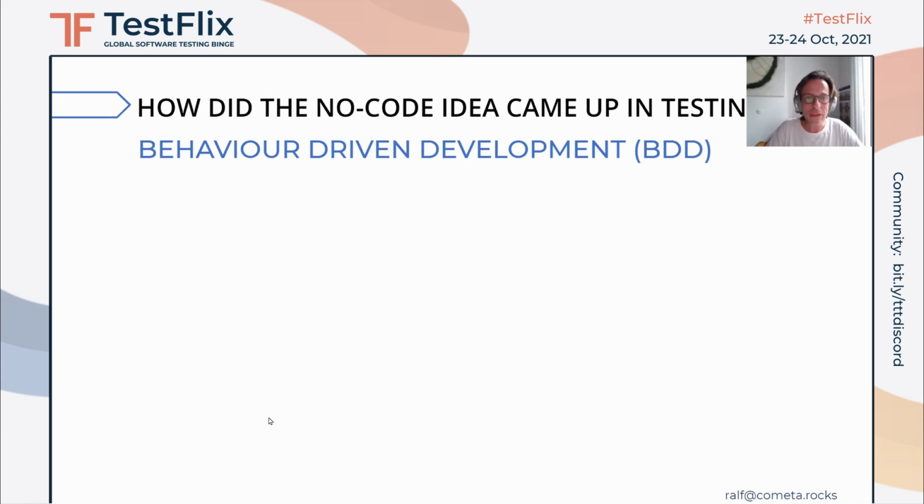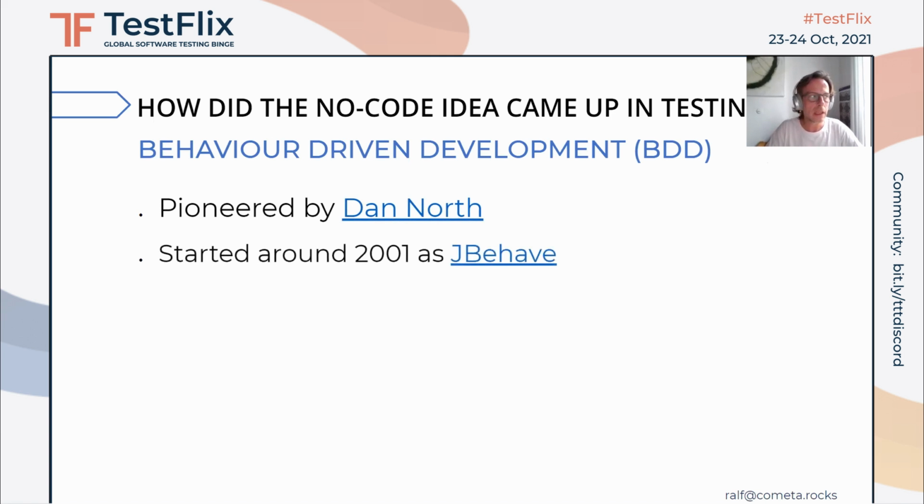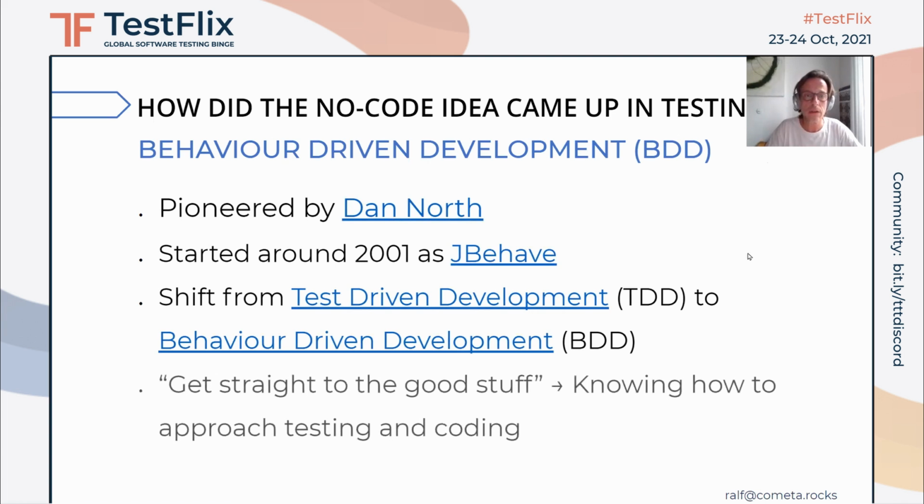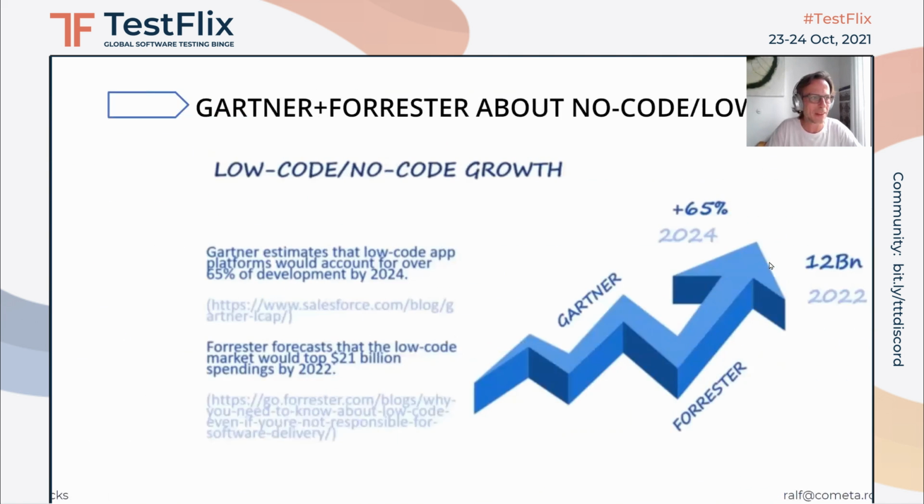So, a little bit about history. In 2001, Dan North started promoting JBehave and introduced the shift from test-driven development to behavior-driven development. So his credo actually was get straight to the good stuff. If you have not seen a speech from Dan, I really highly recommend to search for his speeches on YouTube. His speeches are very, very inspiring. So jump into the history of no-code solutions in testing with Dan.